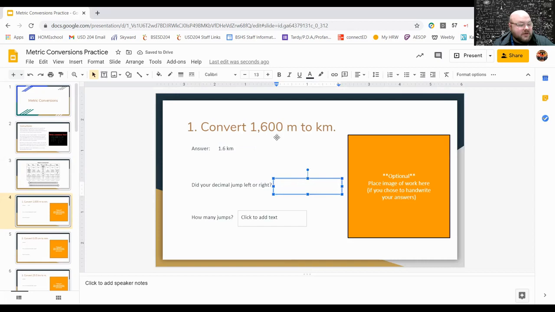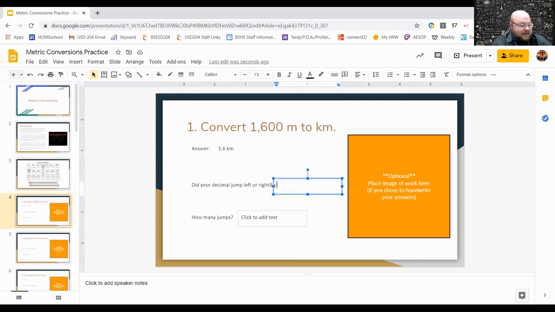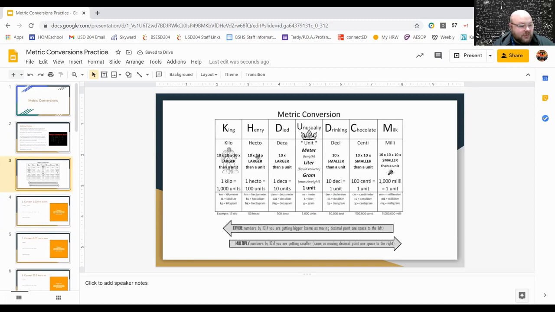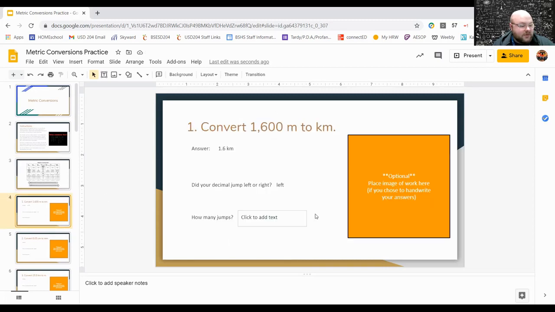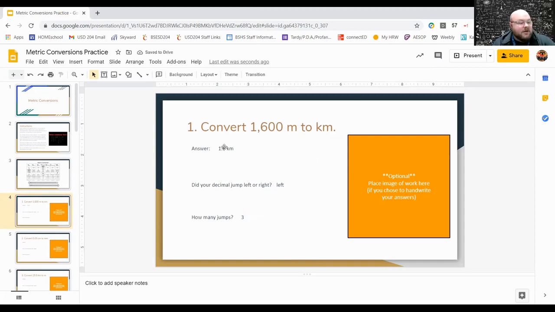Now, did your decimal go left or right? If we went meters to kilometers, so from here in the middle all the way to the left, well, that's our answer for that one. It's going to be left. And then how many jumps? Let's go back. Meters to kilometers, it's going to go 1, 2, 3 to the left. So you are going to put 3 because it made 3 jumps to the left. Again, there's your answer for this slide. You can simply just type them in, or if you prefer to do these on paper, you can snap little pictures and throw those in there as well. I want you to do it in whatever way is the easiest for you. So keep that in mind.